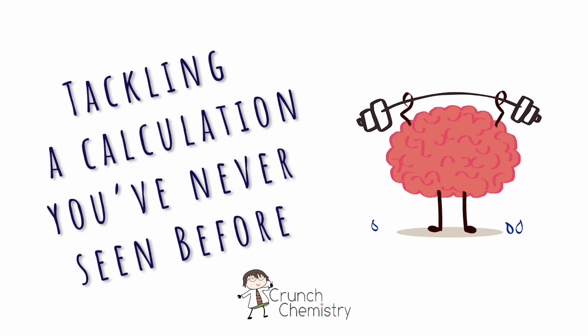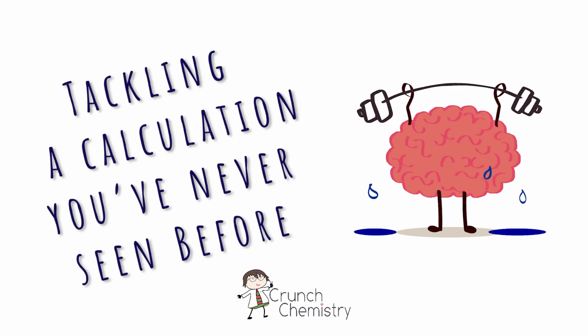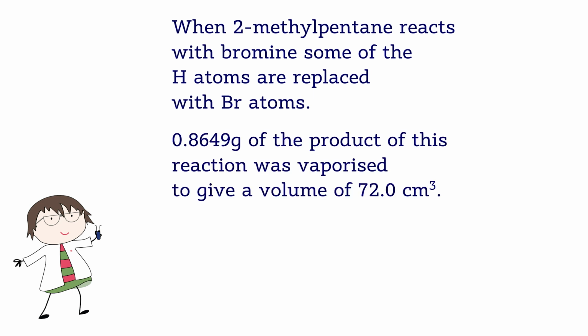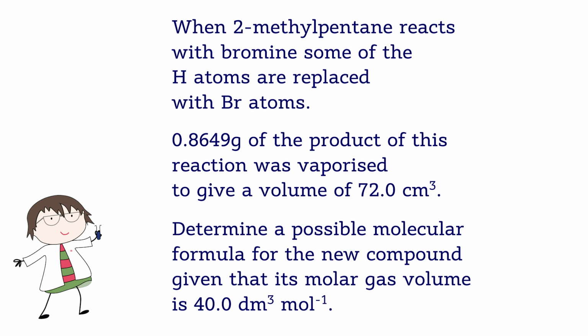Every A-level paper seems to have what I call a novel calculation, something you've probably never seen before, something like this. When 2-methylpentane reacts with bromine, some of the hydrogen atoms are replaced with bromine atoms. 0.8649 grams of the product of this reaction was vaporized. We get a volume of 72.0 centimeters cubed when that happens. Determine a possible molecular formula for the new compound, given that its molar gas volume is 40 decimeters cubed per mole.